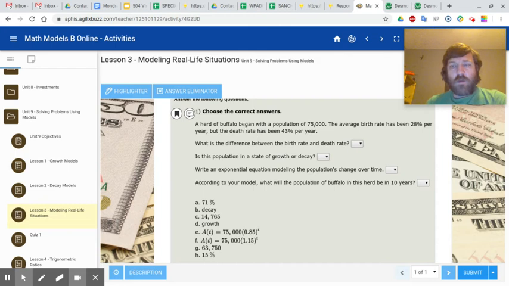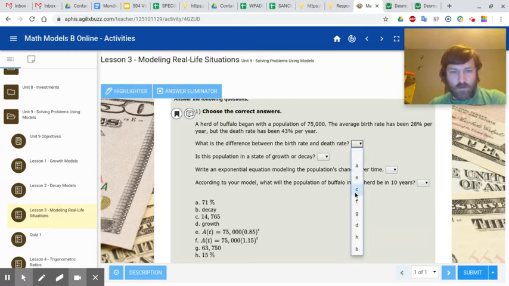So a herd of buffalo began with a population of 75,000. The average birth rate is 28% per year, but the death rate has been 43% per year. What is the difference between the birth and death rate? That's pretty straightforward. We're just going to do 43 minus 28 to find the difference. Difference means subtraction. Feel free to use a calculator, but 43 minus 28 is 15.